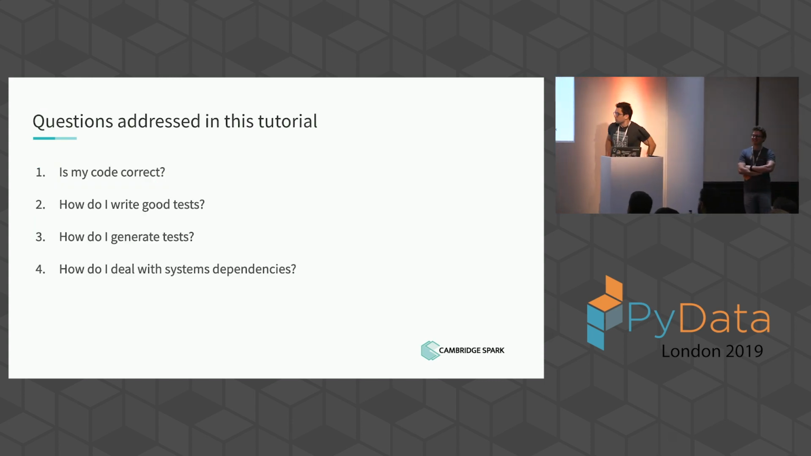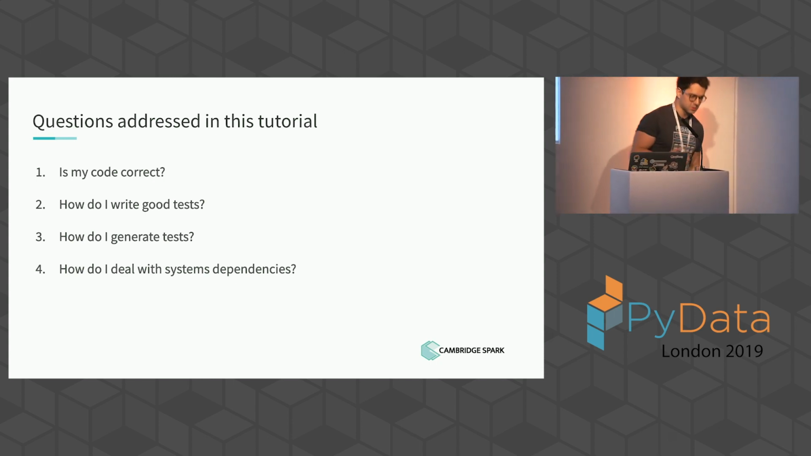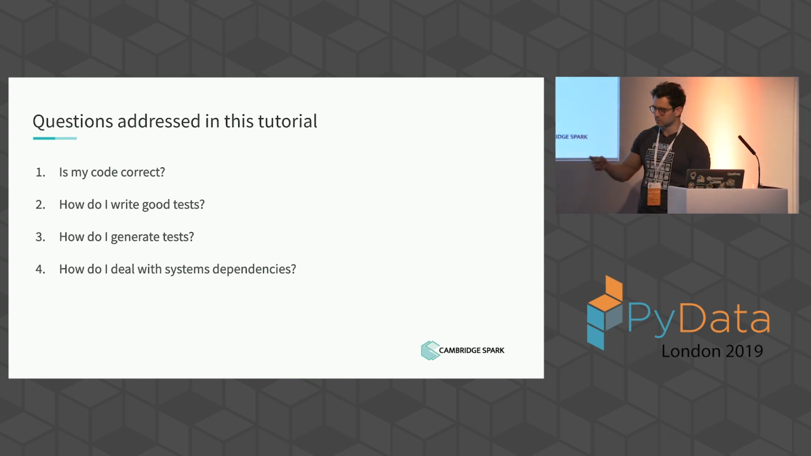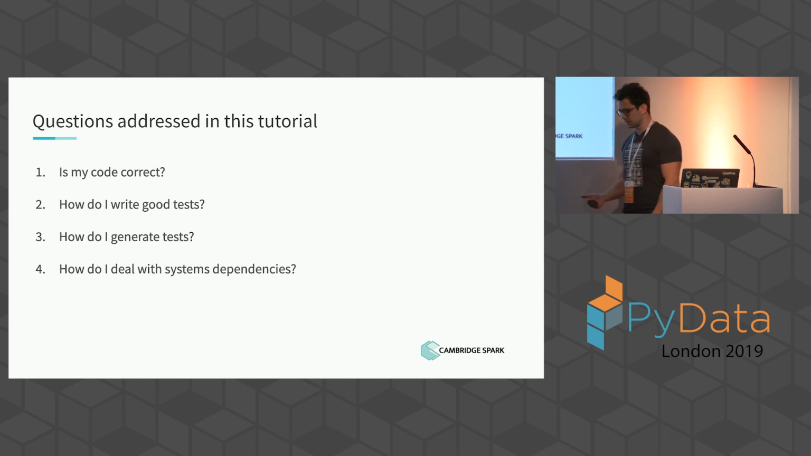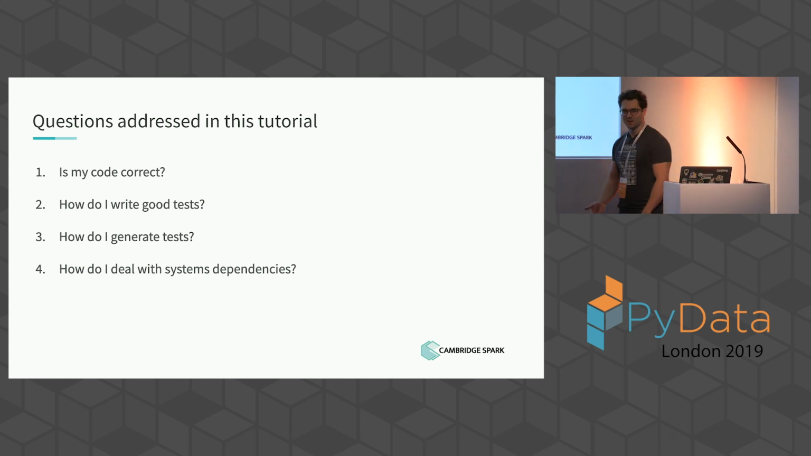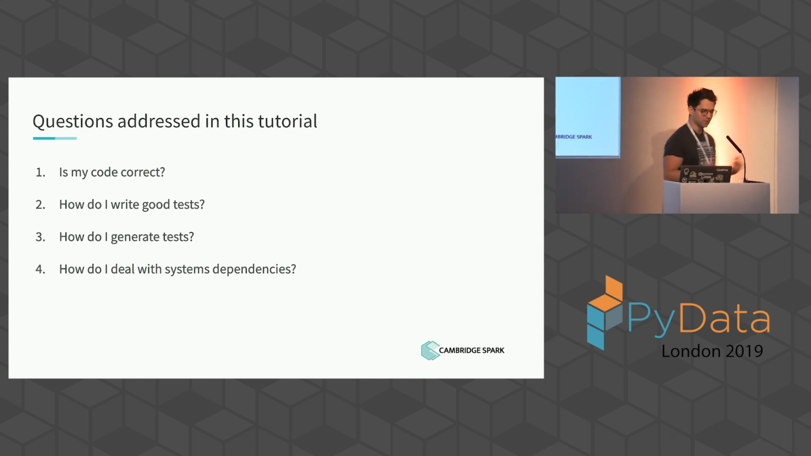Cool. So what are we going to do in this tutorial? Well, we're going to answer different questions. So the first one is, is my code correct? That's a good start. And that's what unit tests are for. Then the next question is, well, how do we write good tests? Then actually, it's quite boring to write tests. You know, you have to write all those assertions. You have to set things up. Wouldn't it be nice if we could get tests generated for us? So we're going to look at that. And you'll see that it's actually not that easy to do and can be inconvenient.